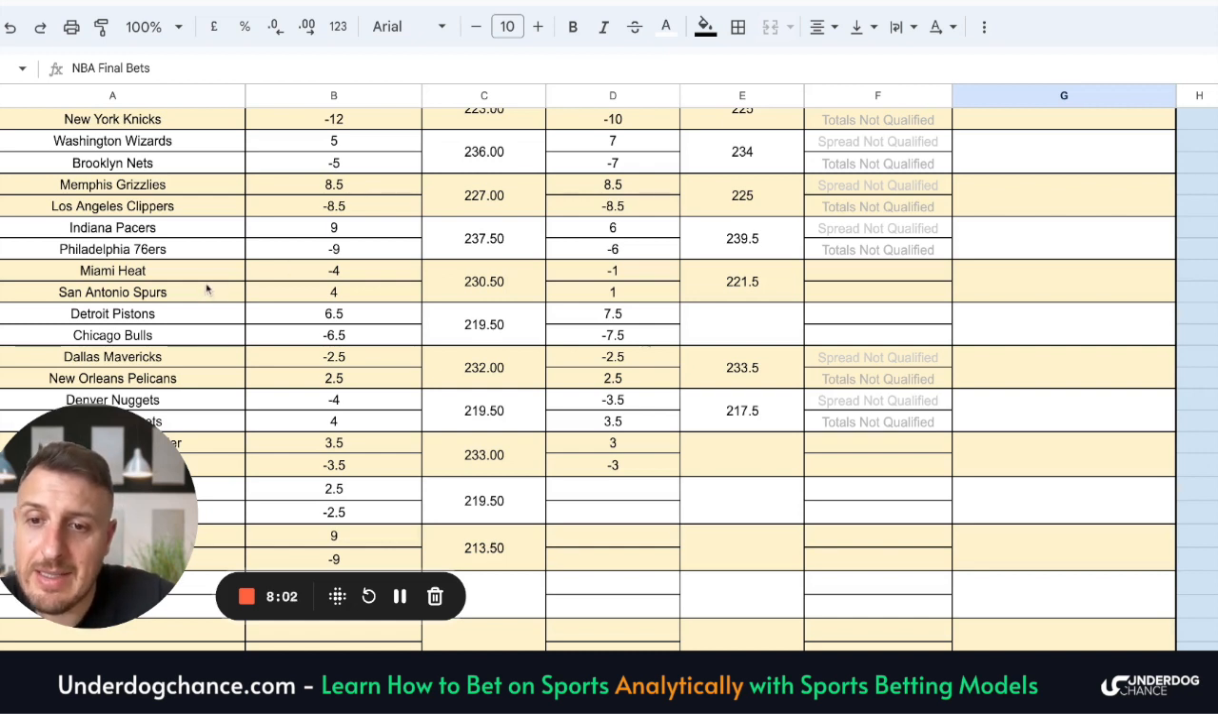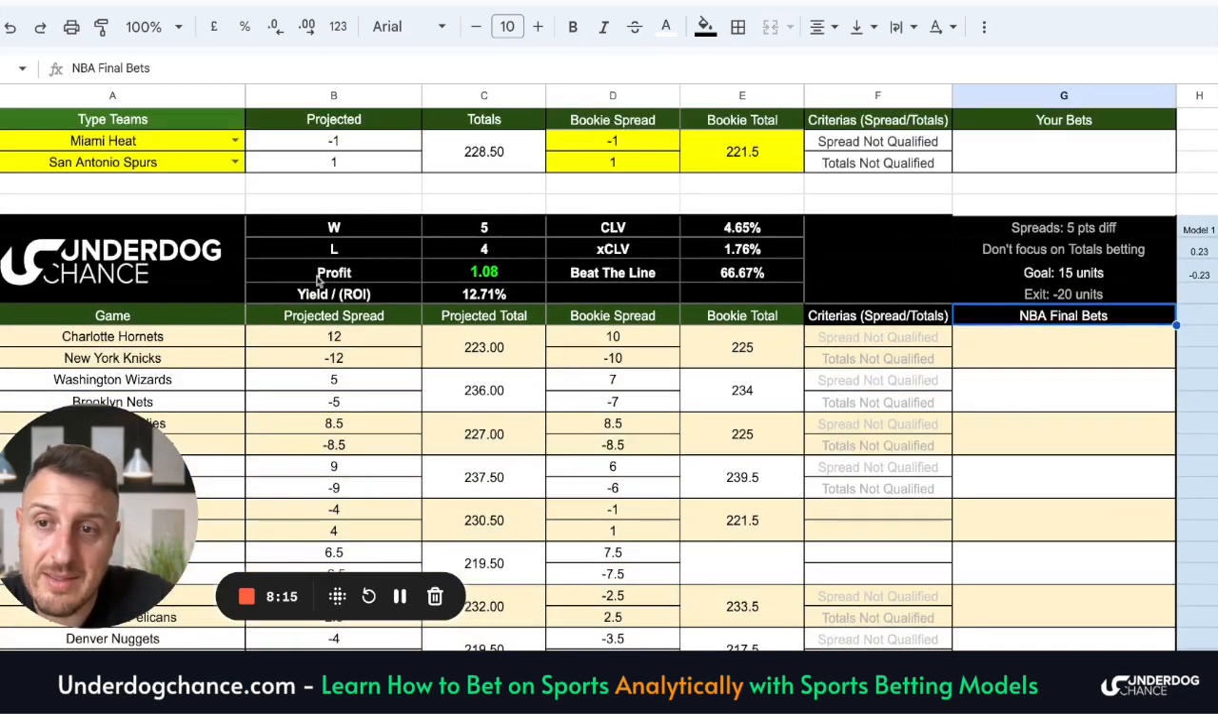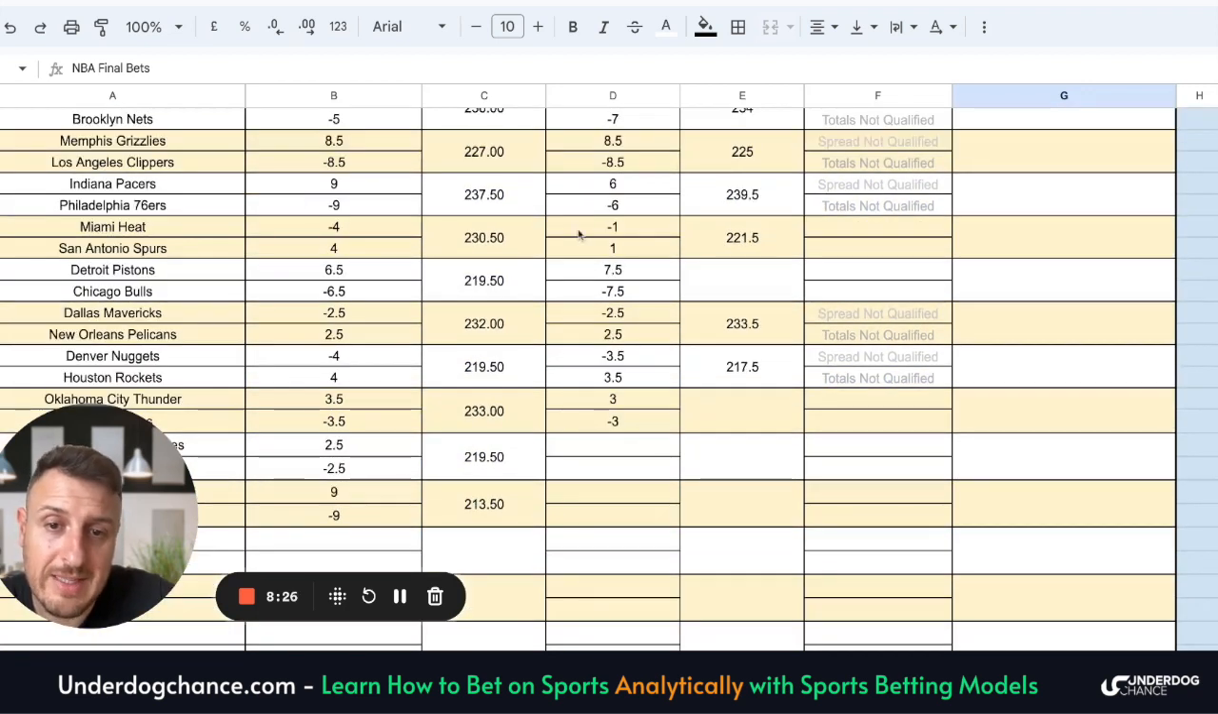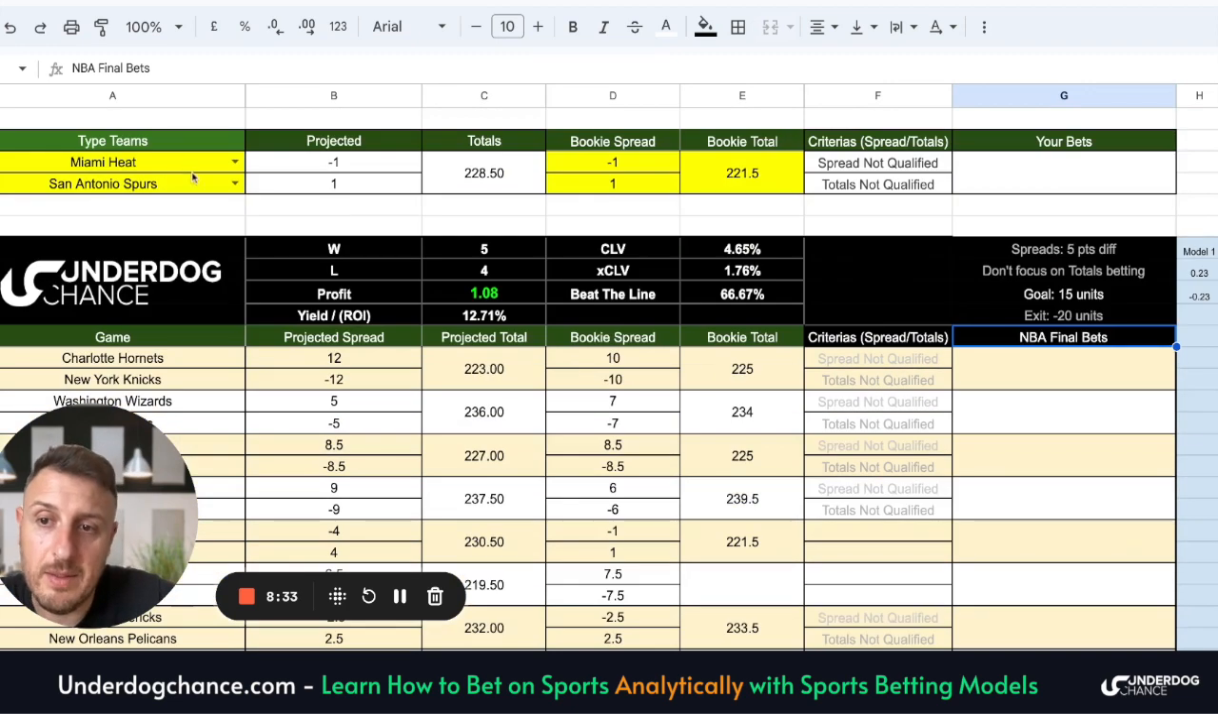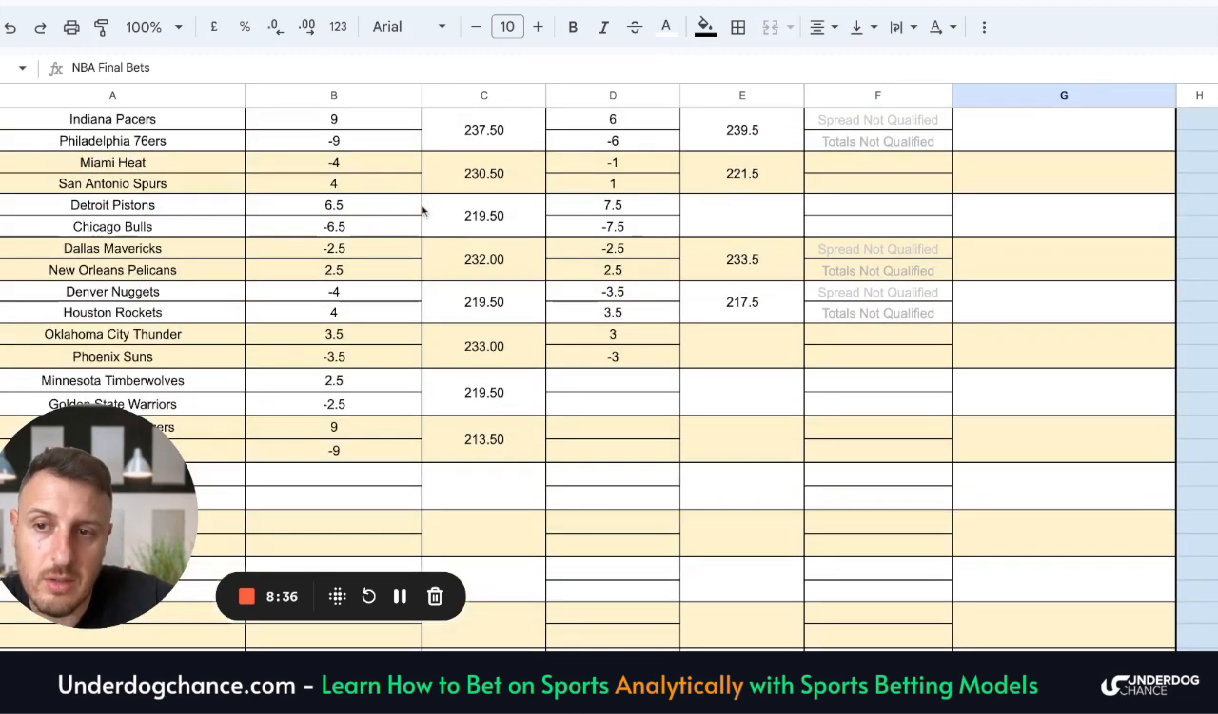Then we have Miami Heat against San Antonio Spurs. I have two projections here. First I made projections with Jimmy Butler in the lineup: Miami Heat minus 4, San Antonio plus 4. I don't know if he will play. If we take him out, we get Miami Heat at minus 1. But bookmakers also have minus 1 for Miami Heat, so maybe he will not play. This just suggests that Jimmy Butler will not play for Miami today. So I would stay away from this game anyway.